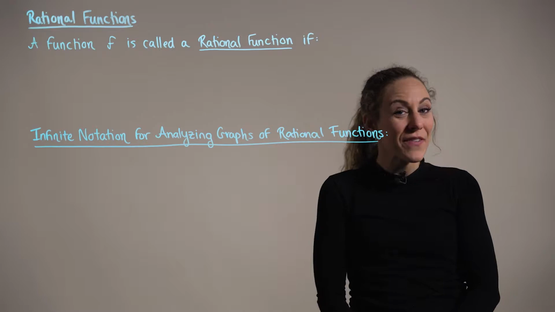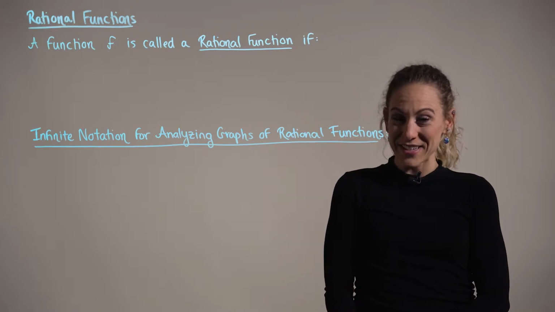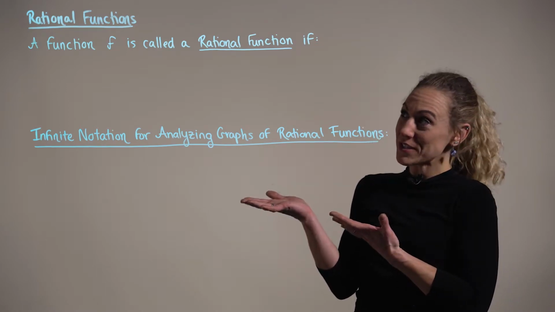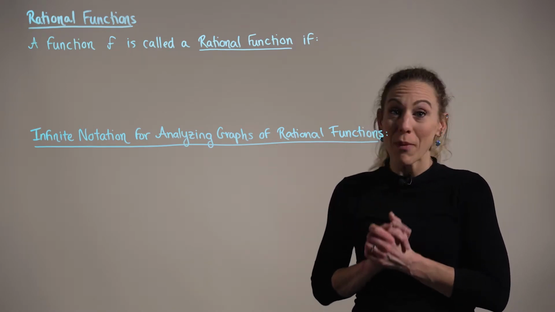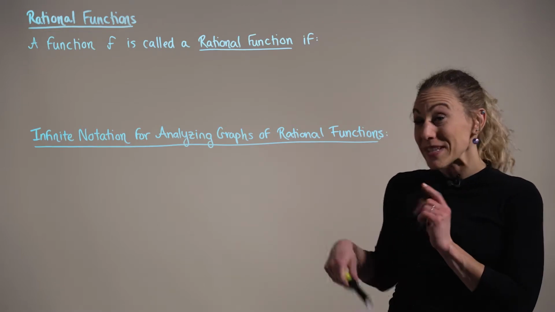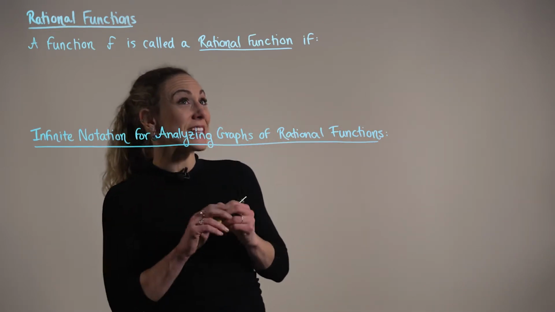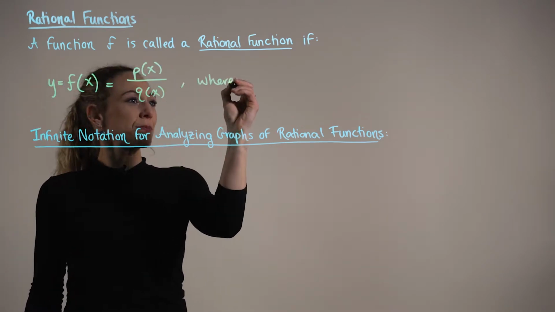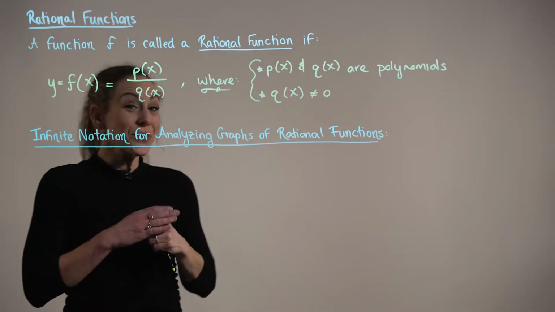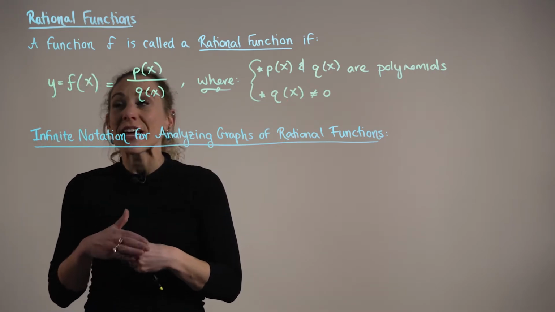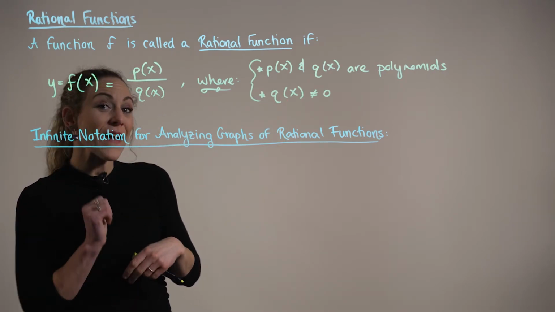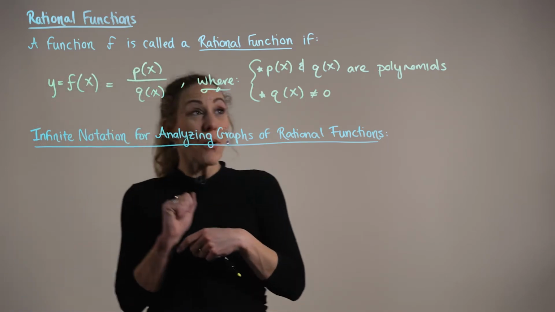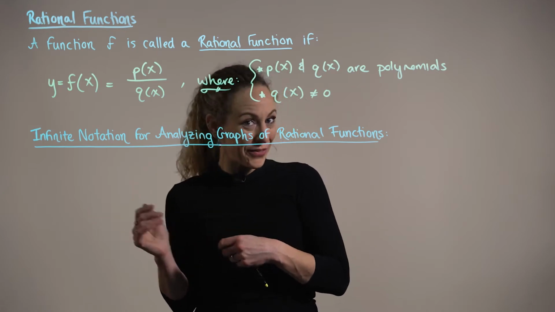So now that we have explored polynomial functions, we are officially ready to transition to rational functions, which are ratios of polynomials. We say that a function f is rational if it's defined in the form f of x is equal to p of x by q of x, where both p and q are polynomial functions.